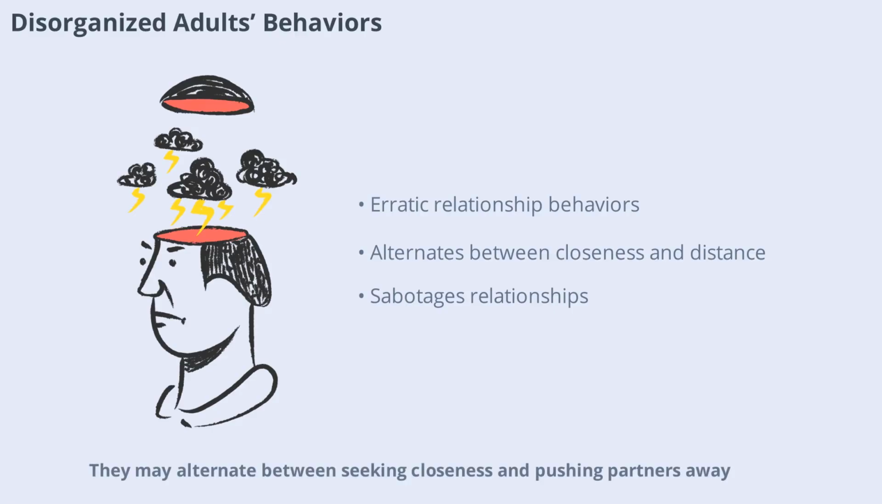They may alternate between seeking closeness and pushing partners away, sometimes sabotaging their own happiness. This inconsistency stems from early experiences where love and fear were intertwined, making it difficult to form stable, trusting connections. Understanding this pattern can help break the cycle of confusion and pain.